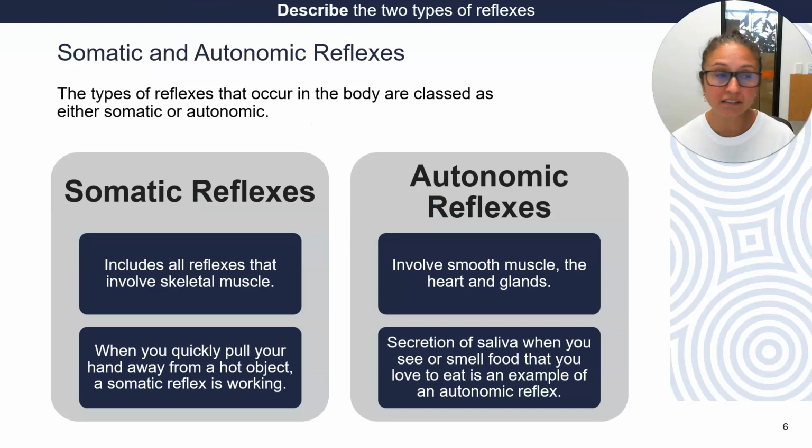So there are two kinds of reflexes in the human body, and one is somatic and the other is autonomic. Now, somatic reflexes are those that involve the skeletal muscle, and the autonomic reflexes deal with or involve smooth muscle, cardiac muscle, and glands, okay? That's the difference between the two, all right? So that's the two different classifications. Just what is being acted upon.